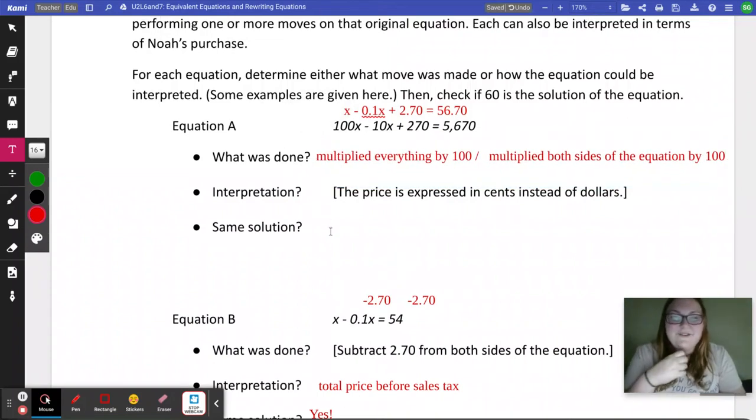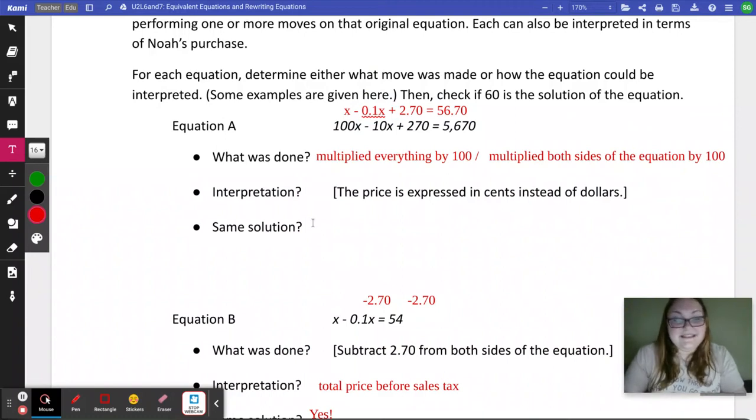Now, kind of like we said before, is that legal to do? Can you multiply both sides of an equation by 100? Yes. When we talk about solving equations, that's exactly what we do, right? Whatever you do on one side, you do on the other. So when we think about this last question here, same solution, is the solution for this first equation and the solution for the second equation the same? Are they both describing that same pair of $60 jeans?